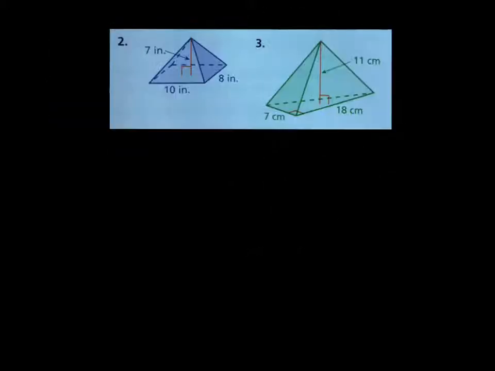All right, so find the volume of these two pyramids, and go ahead and hit pause and solve those, and then we'll move on.